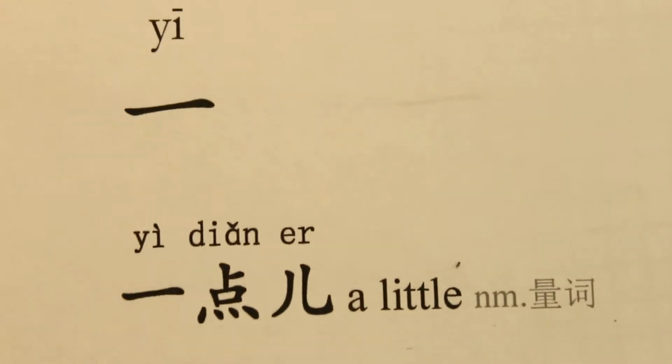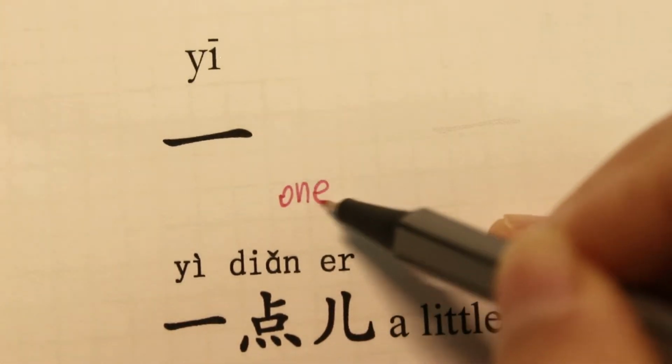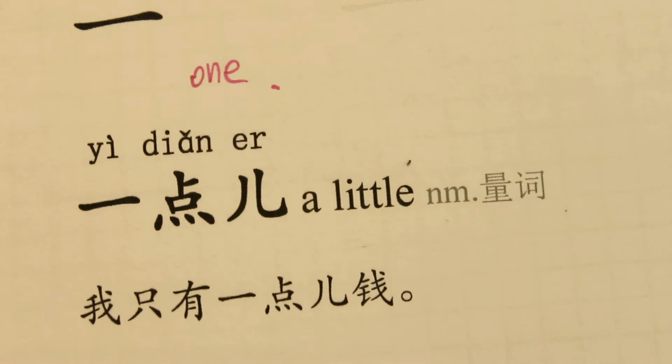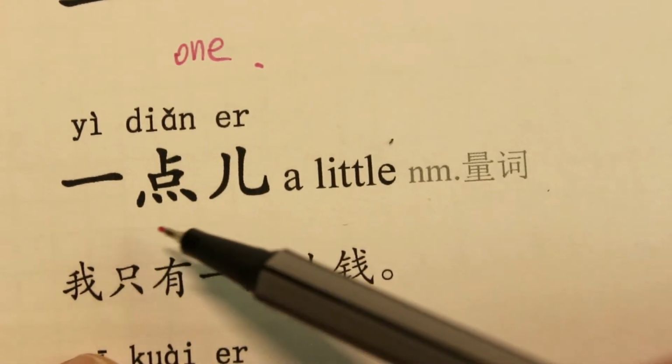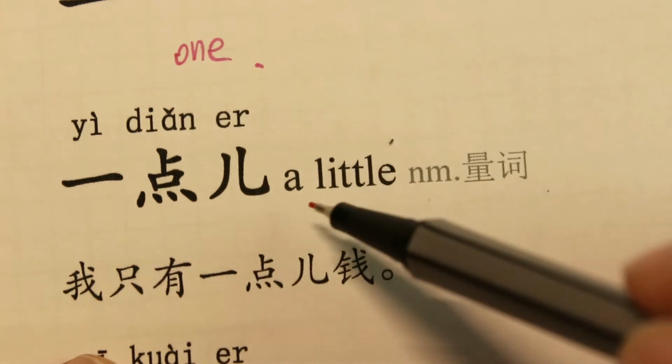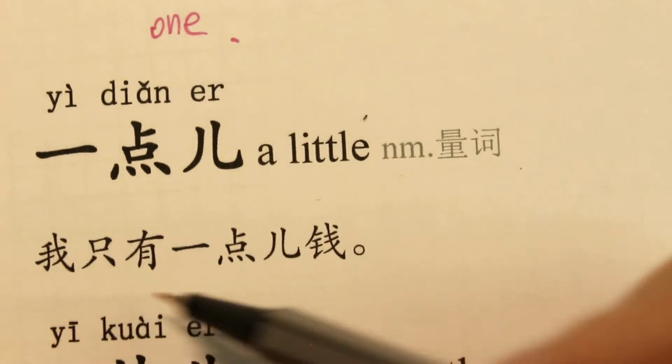The second character is 一. It's really simple. It just simply means 1 in Chinese, 一, but we have some usually used words in Chinese. Let's look at the first word. It's called 一点儿. 一点儿 means a little. 一点儿. Here is a sentence.